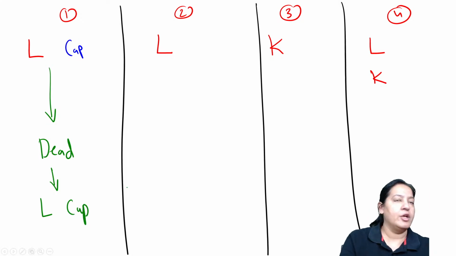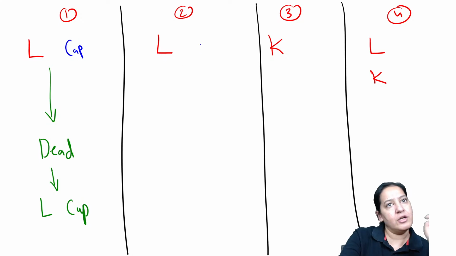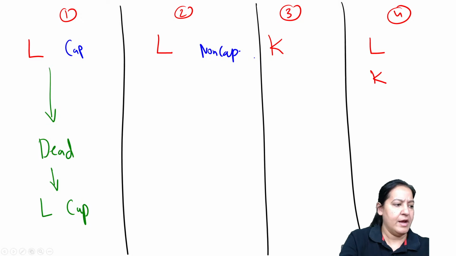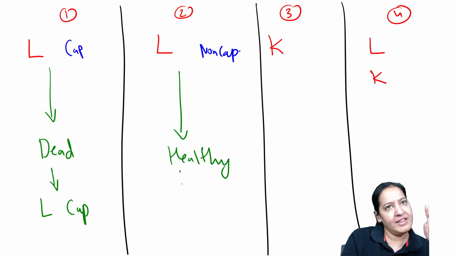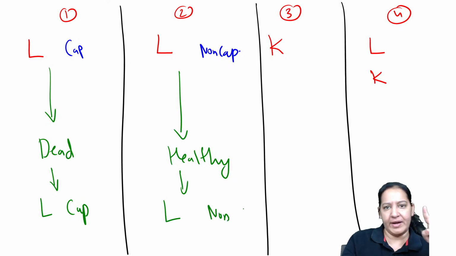In the second, you are putting live but non-capsulated. Non-capsulated are avirulent. So although they are live, they are avirulent now. So the mouse will be healthy. The mouse will not be dead. And in the blood, you will find the same thing: live, non-capsulated. Whatever you are injecting, you are getting that only.